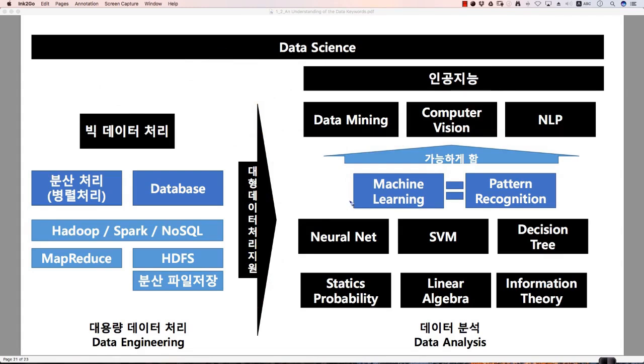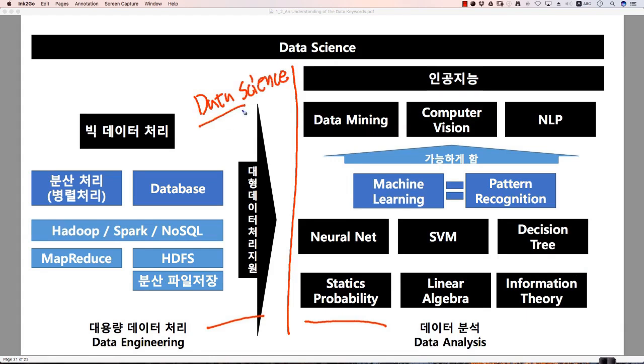As I said before, this is my opinion. It's not the correct answer. In my opinion, the important thing is to think about it separately. Data engineering and data analysis and the whole of this is data science. To briefly add a side note, I think that in today's world, everything is data science. I believe that everything done with data is data science.